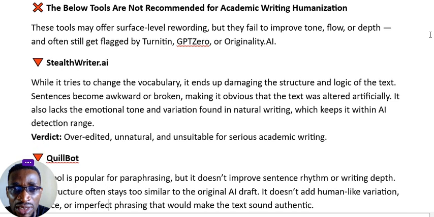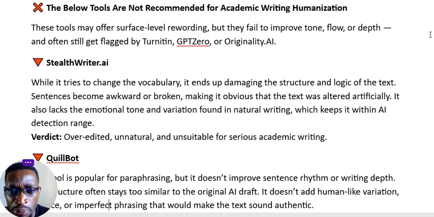So number one of them is StealthWriter.ai. While it tries to change the vocabulary, it ends up damaging the structure and logic of the text. Sentences become awkward and broken, making it obvious that the text was altered artificially. It also lacks the emotional tone and variation found in natural writing, which keeps it within AI detection range. Our verdict: over-edited, unnatural, and unsuited for serious academic writing.